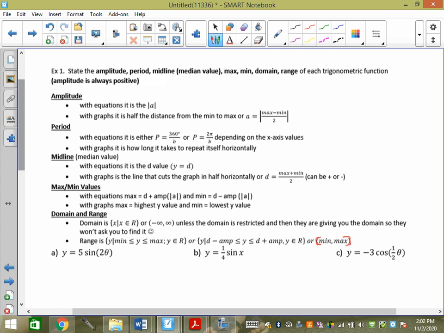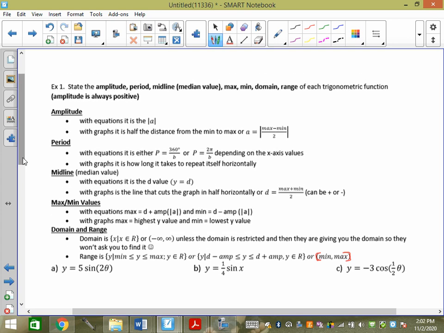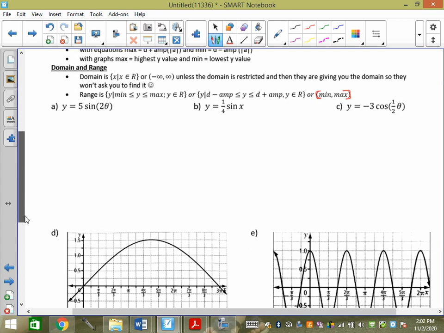The domain is x is an element of the real numbers, or negative infinity to positive infinity in interval notation, unless the domain is restricted, and then they are giving you the domain, so they won't ask you to find it, because that's just silly, right? So you're going to do amplitude, period, midline, max, min, and domain and range for these 3 equations and these 2 graphs.